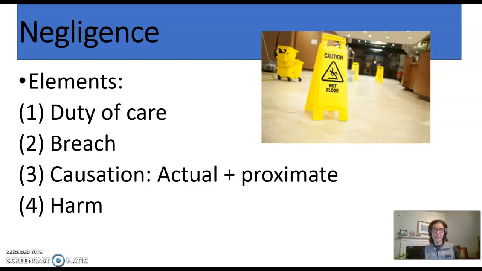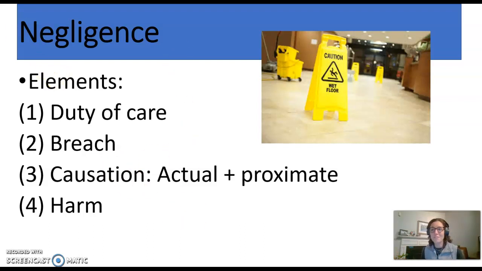That's actual causation. The harder question is proximate causation. And proximate causation means that the defendant is liable only for those injuries that are within the zone of foreseeability. There's that foreseeability word again.